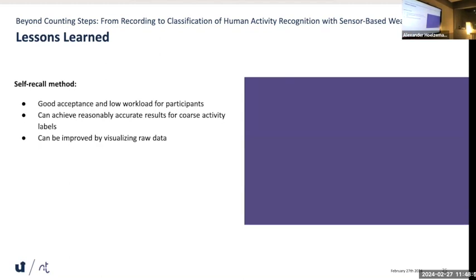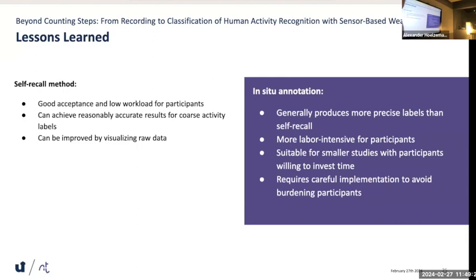Using the self-recall method, we had very good acceptance because it was a low workload for participants. You can sit at your desk at the end of the day for 2 minutes and write down what you did. However, you are barely able to remember at what exact time you did it. And even some deviations in seconds might end up in wrongly labeled data. You can achieve reasonably accurate results for coarse activity labels. So if you have a study where you only need coarse labels, then this might be a good approach. It can be improved by visualizing raw data.